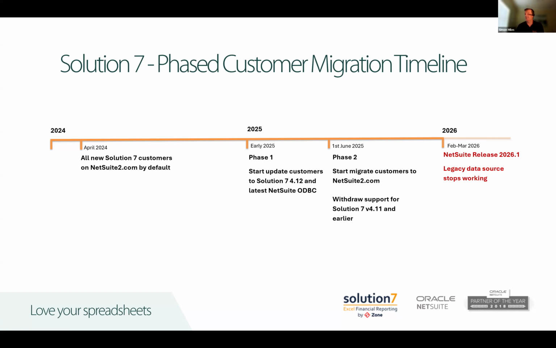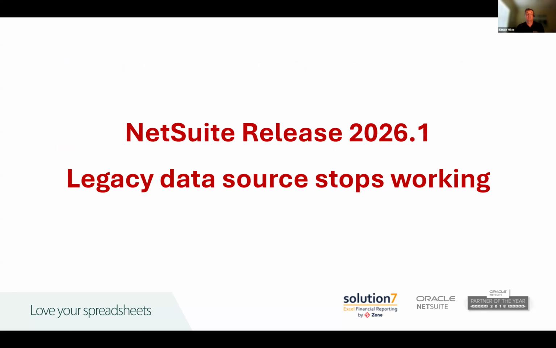So we do have more than 6 months to get this over the line and to get everybody over onto the NetSuite2.com data source. But do be aware that if you don't complete that process by early next year, the legacy data source stops working. And that's something that's not in our control. It's going to be part of the 2026.1 release from NetSuite.